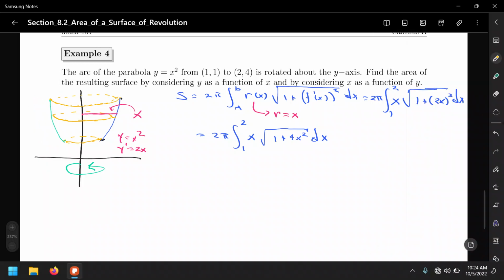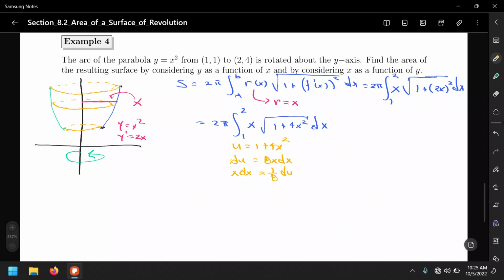So in this case, u equals 1 plus 4x squared. That's du equals 8x dx. That means x dx equals 1/8 du. Right? But also, again, we need to change our limits of integration to the world of u. So that means u of 1 and u of 2.